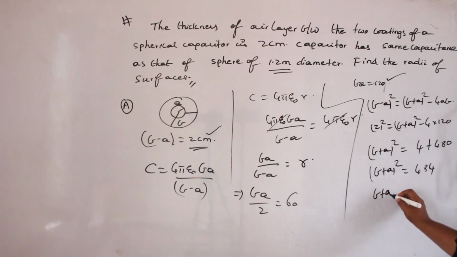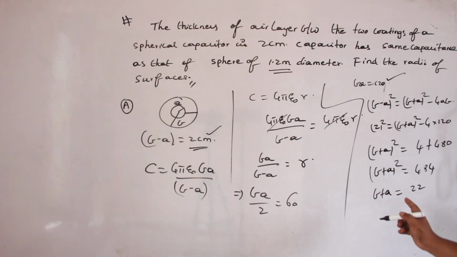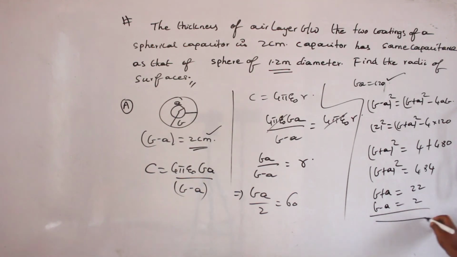Therefore b plus a is equal to root 484. Root 484 is 22 only, no? So b plus a is 22, and b minus a is 2. So therefore what is the answer I will get? 2b is equal to 24, so b is equal to 12. If b is equal to 12, then a value should be equal to 10. Clear? So those are our answers, 12 and 10. Understood? Very simple.